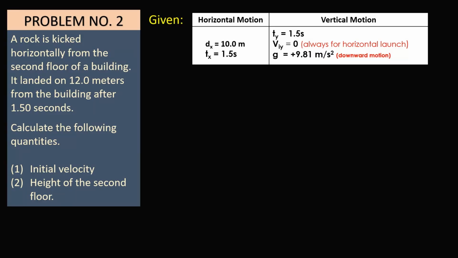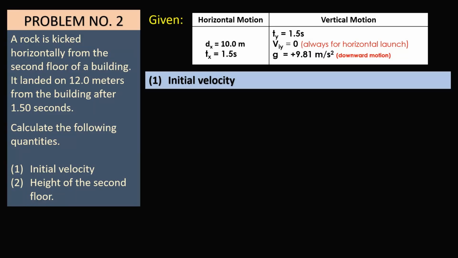Question 1 is asking for the initial horizontal velocity, so we will refer to the horizontal motion quantities and use one of the CVM equations.